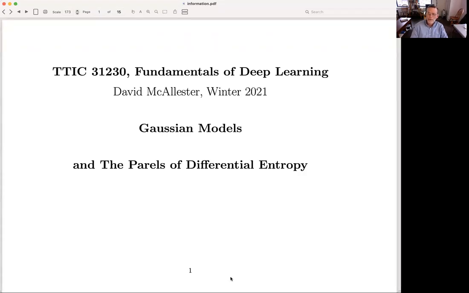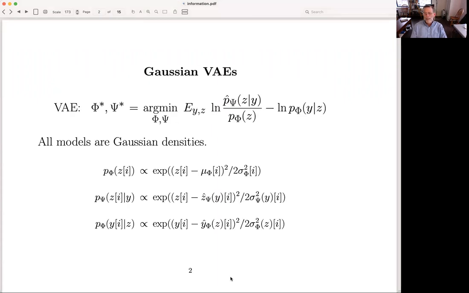Hi, this is going to be a fairly short unit on Gaussian models and the perils of differential entropy. So let's start with Gaussian models. Let's look at the VAE, the definition of a variational autoencoder. When this was first introduced, all of the examples were using Gaussian distributions, or most of the examples. So we're considering the case where all of these are Gaussian probability densities rather than probability distributions.